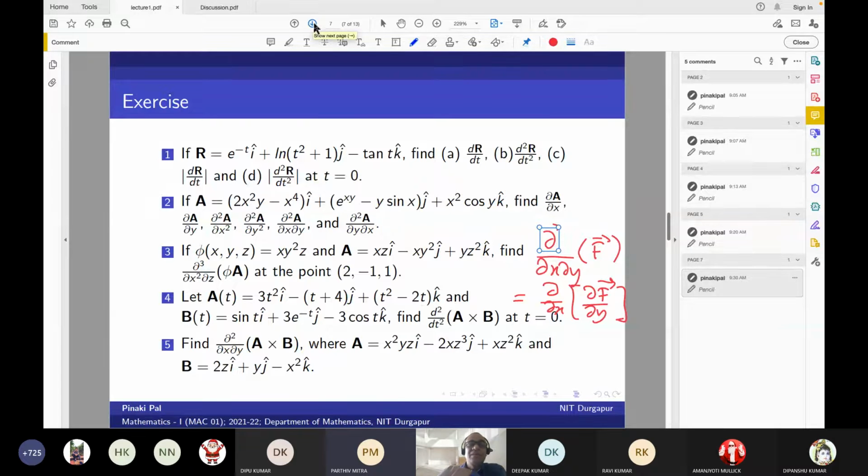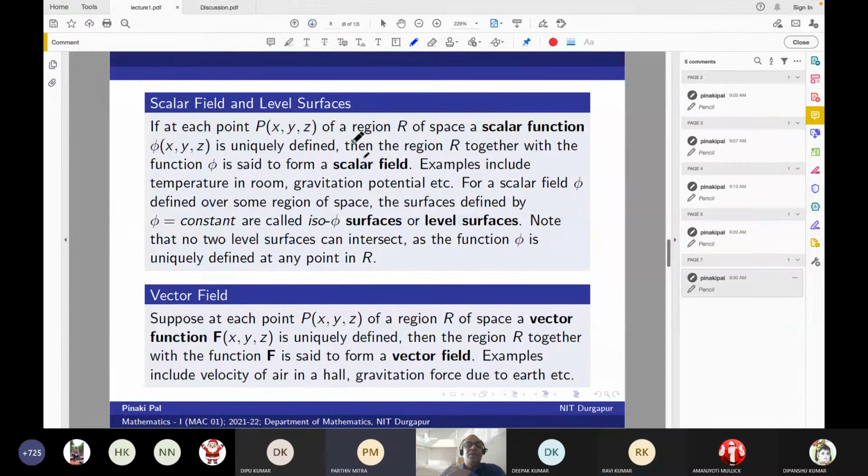Okay, so let me now introduce the concept of scalar field and level surfaces. What are scalar fields? Have you ever heard about this term, scalar field or vector field? No, sir. Okay, so unknowingly you have been using different scalar fields. For example, you talk about the gravitational potential due to earth's gravity.